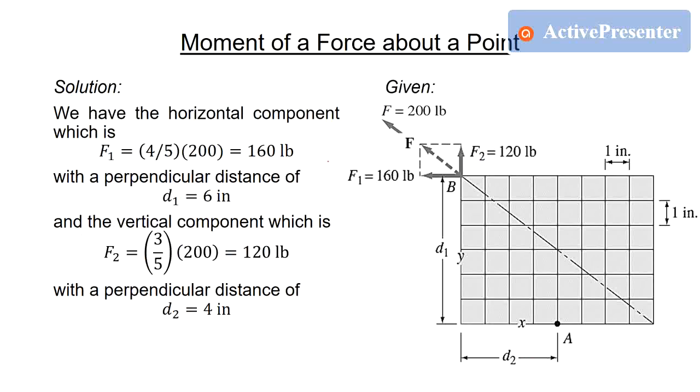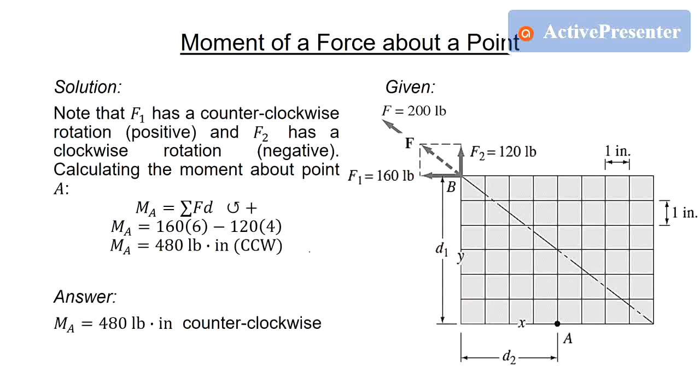So we already have F1, which is 160 and 120. D1 is this one, 6 inches, and D2 is 4 inches. So calculating counterclockwise positive, always remember the effect of the force, because it's easy to solve, but sometimes it's difficult to understand what the effect of the force is. For example, F1 is counterclockwise. So that's why it is positive.